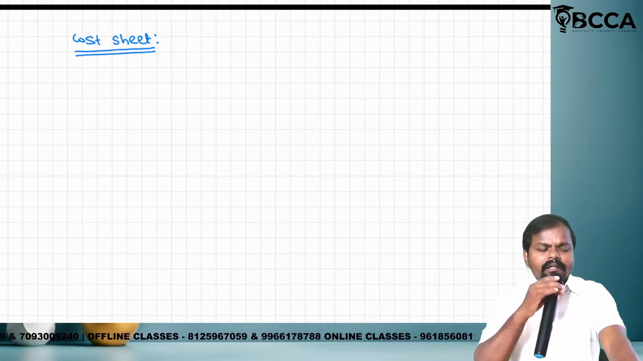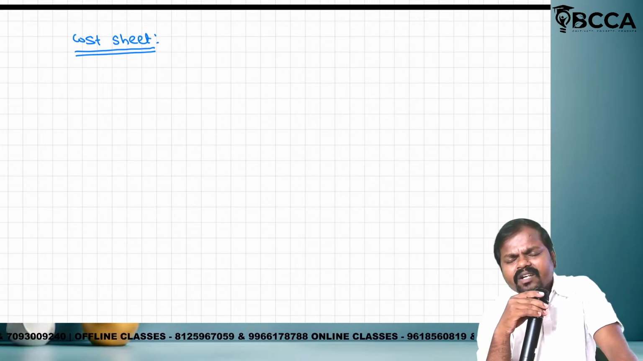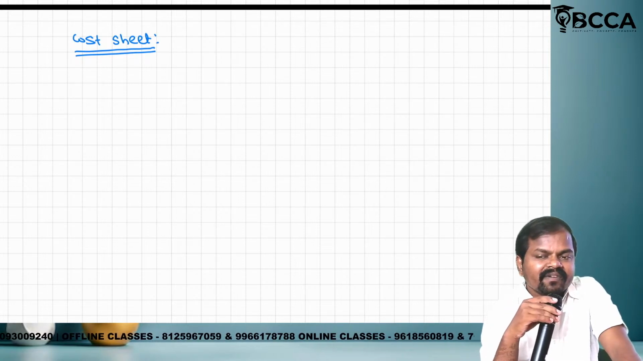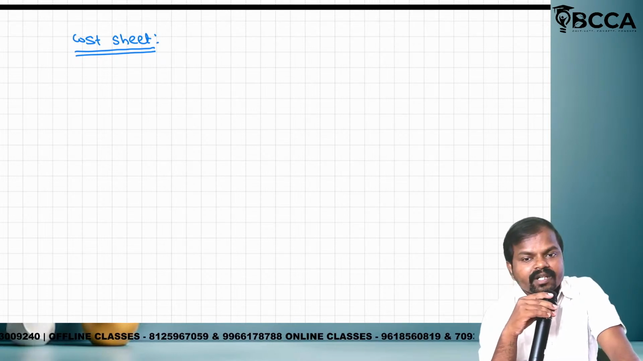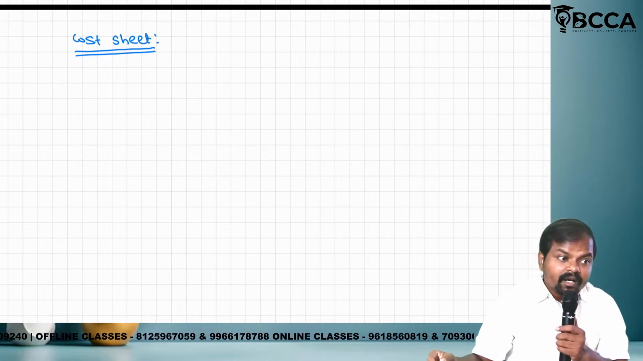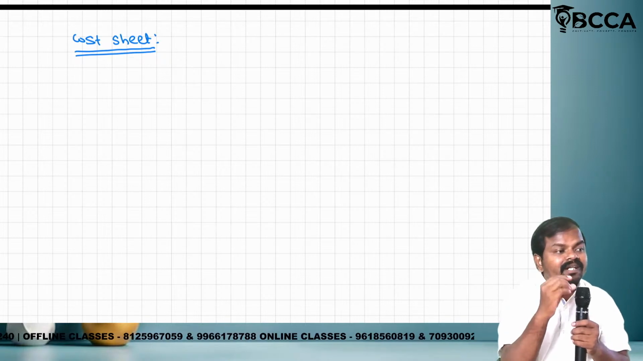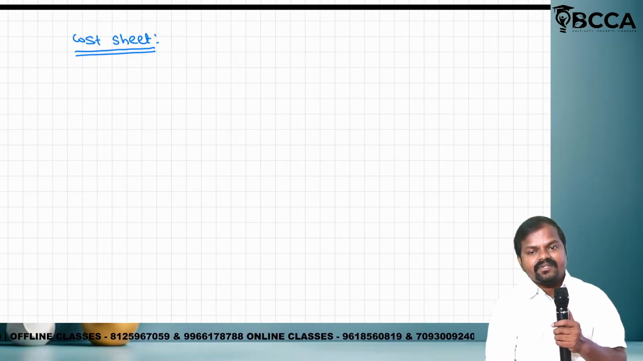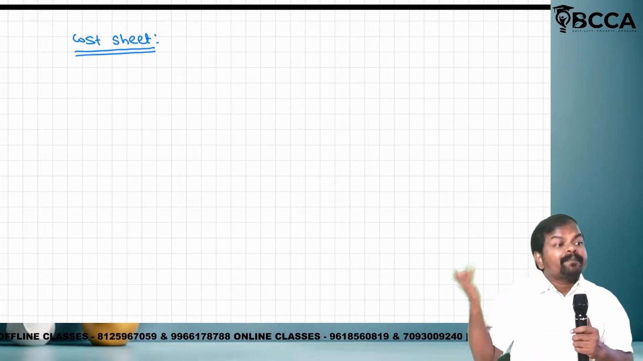Clear? Now tell me, my dear, what is the objective of a cost sheet? 4 objectives. And next, what is the classification of cost sheet? 2 types. Cost sheet and projected cost sheet. Projected cost sheet will be helpful for what? For the purpose of quotation of the price. Quotation of the price.